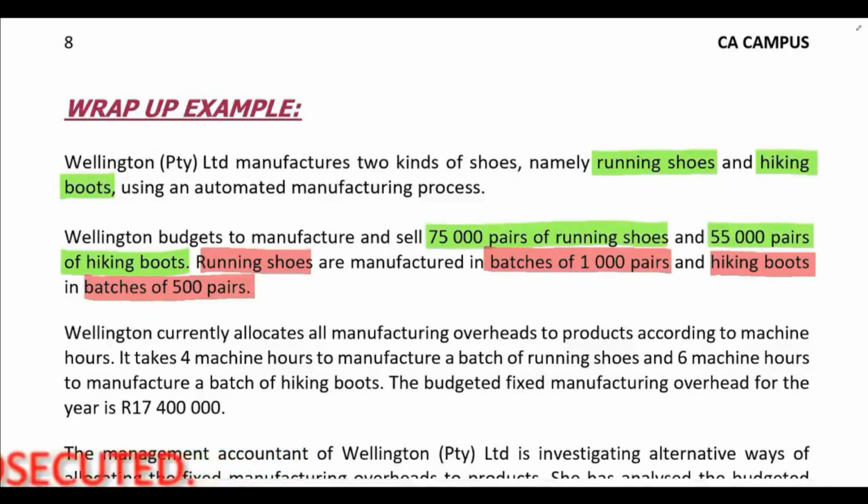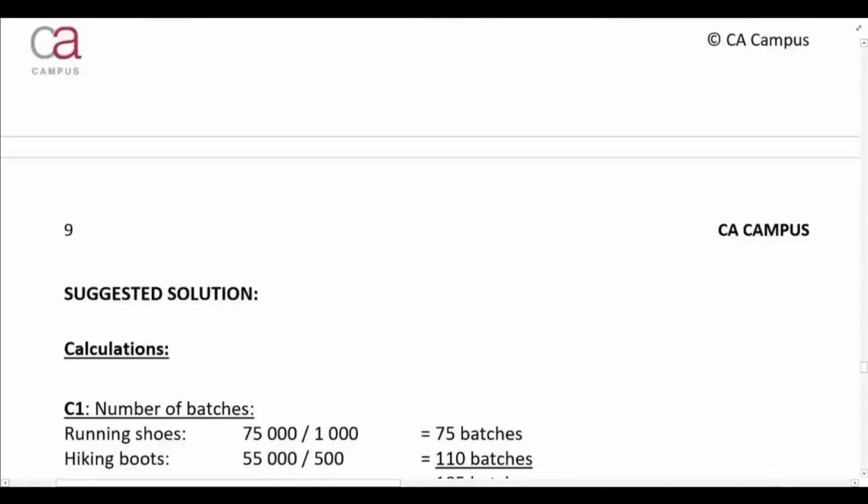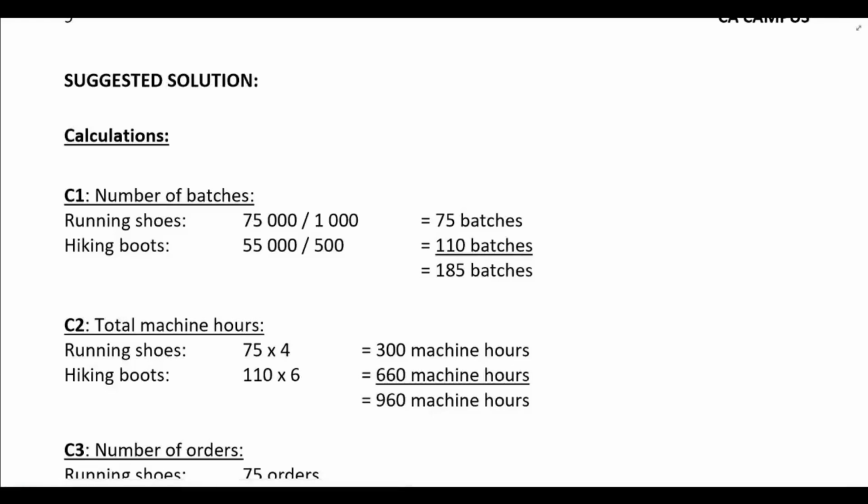So guys, while we're reading through the information, I just want to do calculations along the way so that we make sense of everything. Already, if we go to our calculations, it's possible to calculate the number of batches because we know that they budget to manufacture and sell 75,000 running shoes and 55,000 hiking boots. Running shoes are made in batches of 1,000 pairs and hiking boots are made in batches of 500 pairs. So using that information, let's just calculate the number of batches. So that's my first calculation I'm going to do.